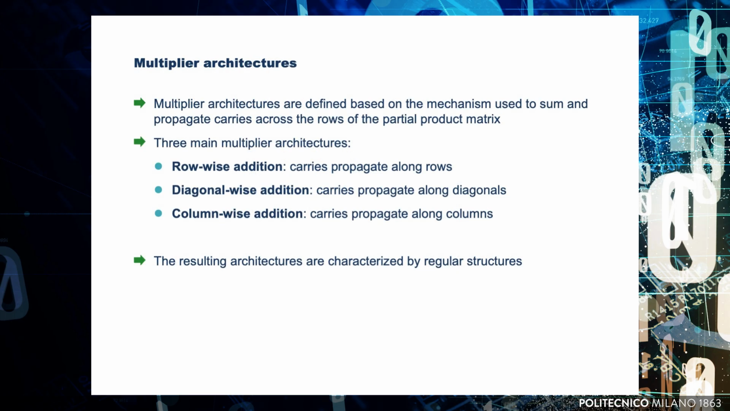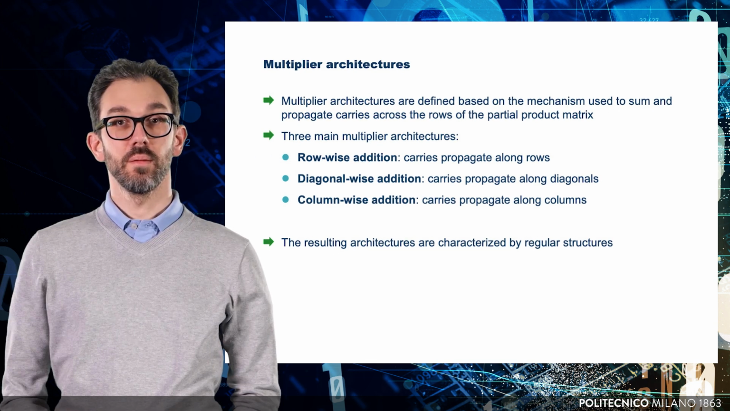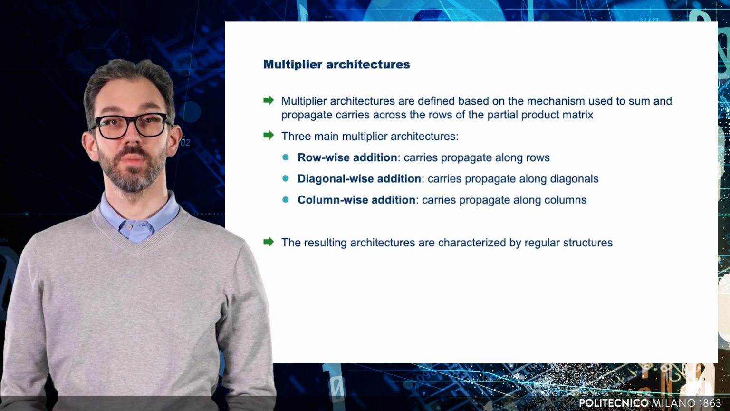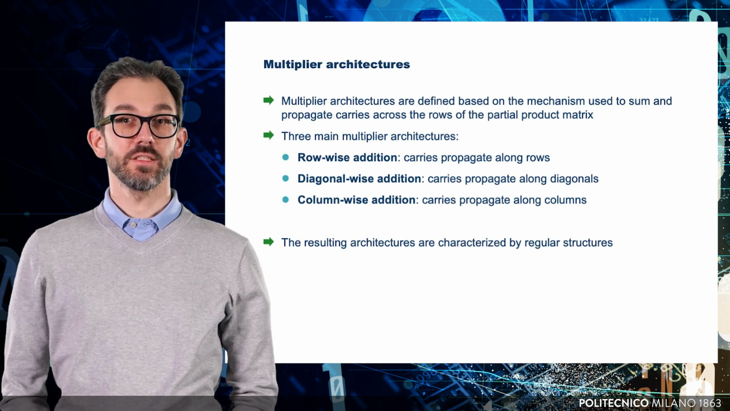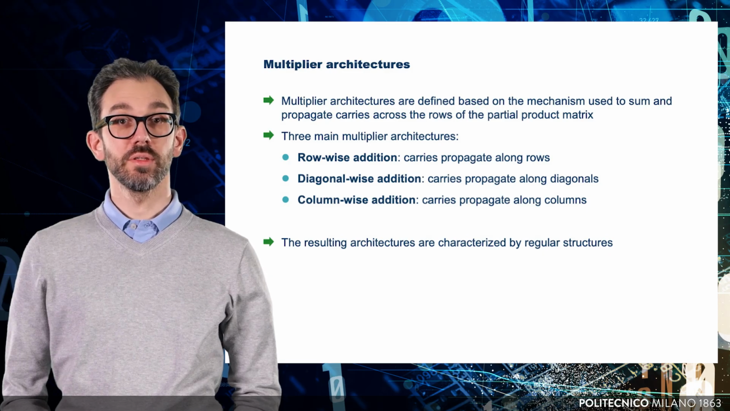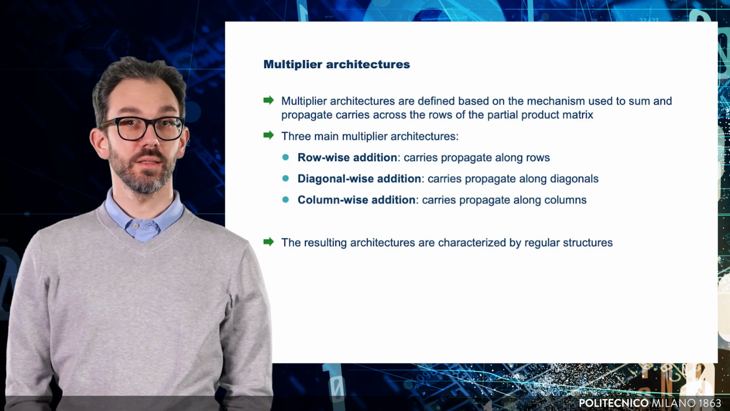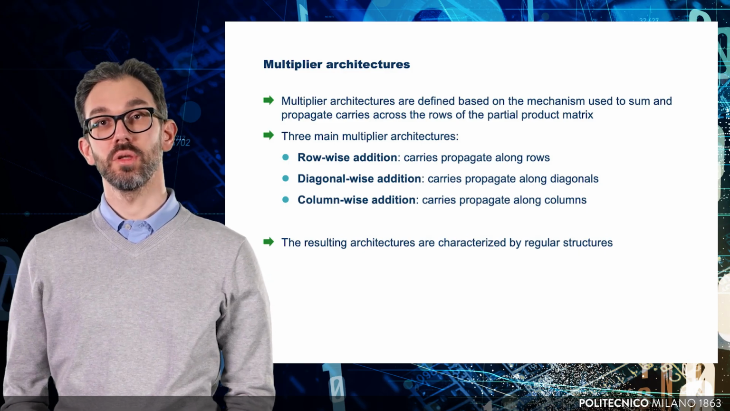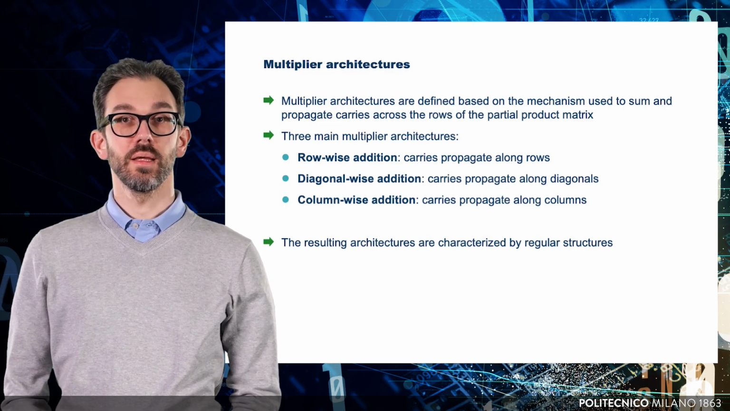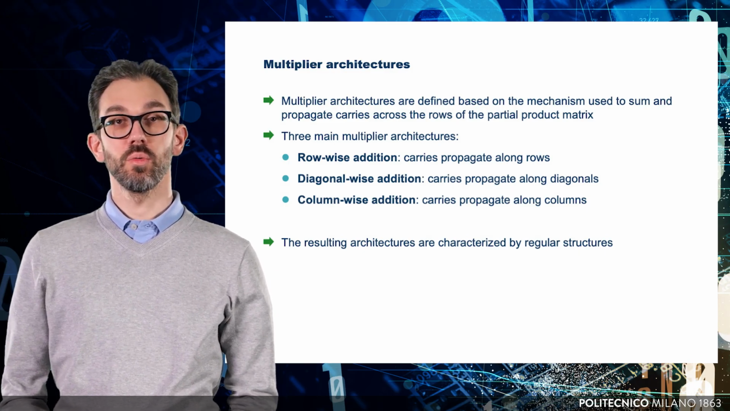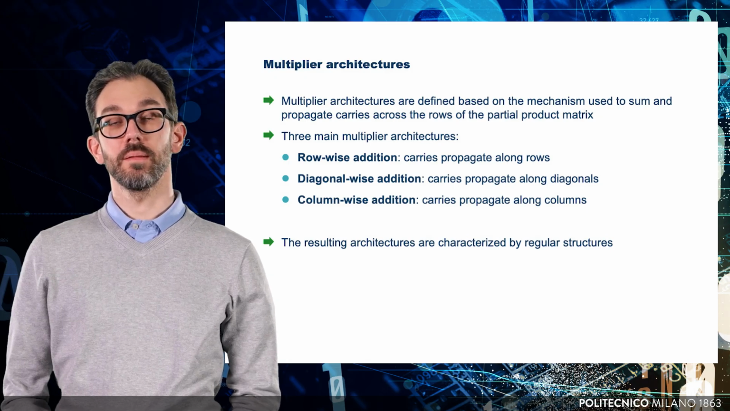The generation of the partial product matrix is only the first phase of the multiplication algorithm, and it is identical across all types of multipliers described in the literature. What differentiates the various multiplier architectures is the mechanism used to sum the partial products in order to obtain the final result. We can notice that, in order to generate the solution of the multiplication operation, it is necessary to add together all the rows of the partial product matrix.